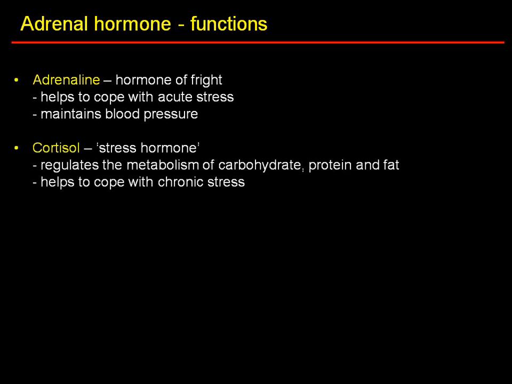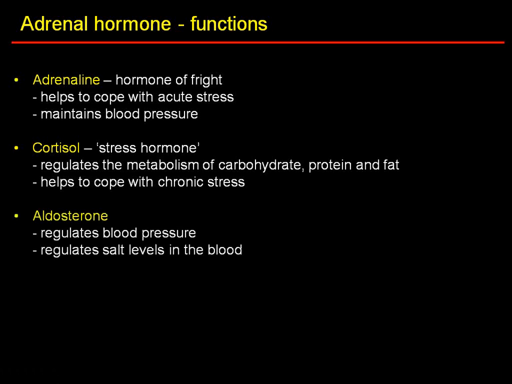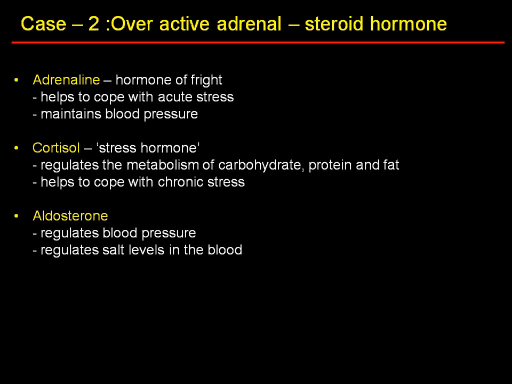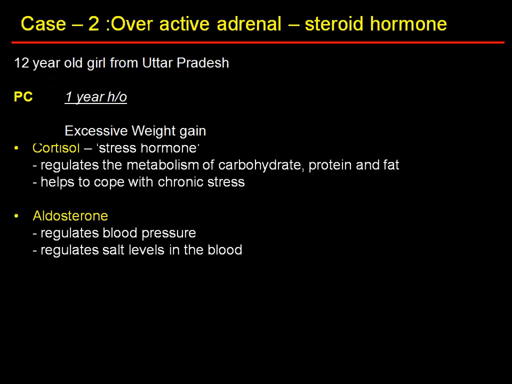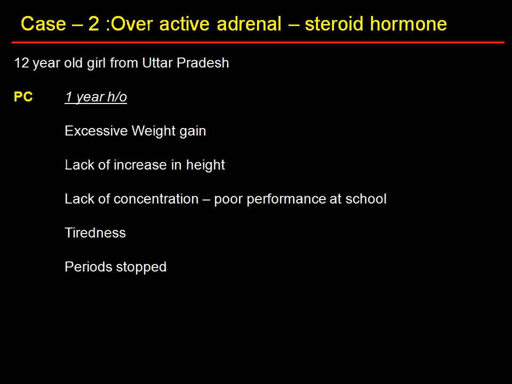The second hormone is called cortisol, often being described as the stress hormone. It helps us to cope with chronic stress. It also regulates the metabolism of carbohydrate, protein and fat in our body. The third hormone is called aldosterone. It regulates the blood pressure and regulates the salt levels in the blood. So just again by illustrating what these hormones can do to you, I'm putting forward a second patient who presented to me like 4 months ago.